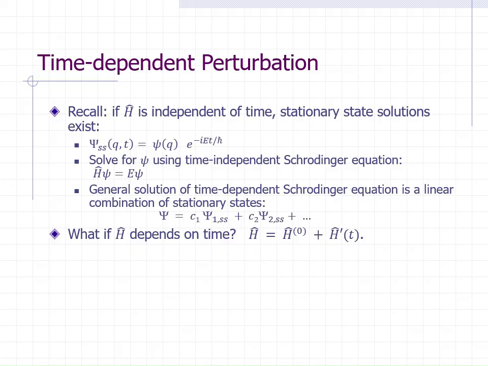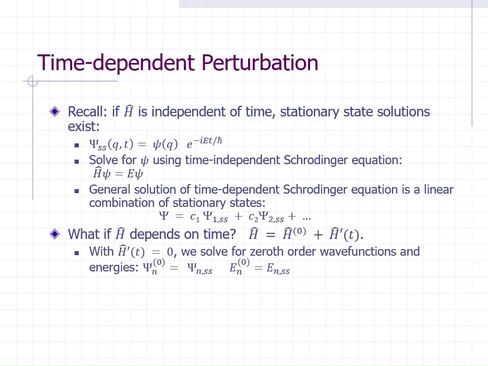Now, consider what happens when the Hamiltonian depends on time. We write the Hamiltonian H hat as H naught, the part that does not depend on time, plus the part that depends on time, which we treat as a perturbation H prime. Setting H prime equal to 0, we can solve for the zeroth-order wave functions and energies. So we can use the stationary states of H naught as our zeroth-order or unperturbed wave functions.